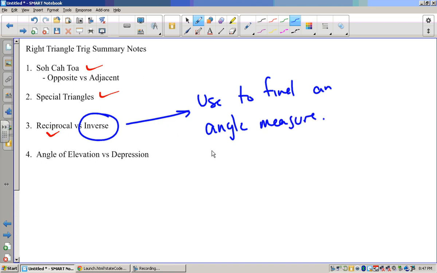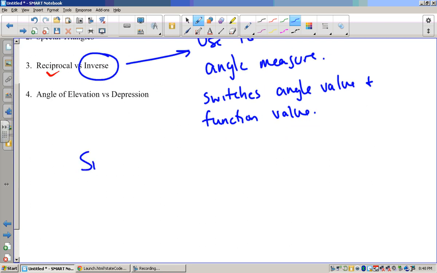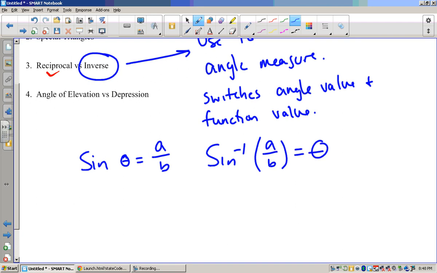Okay, so what an inverse does is it switches the angle value and the function value. So what I mean by that is, if I had sine of theta equals a over b, let's say, the inverse will switch these two pieces around right here. So if I take the inverse of either of them, now I have a over b, and that's going to give me my value of theta.